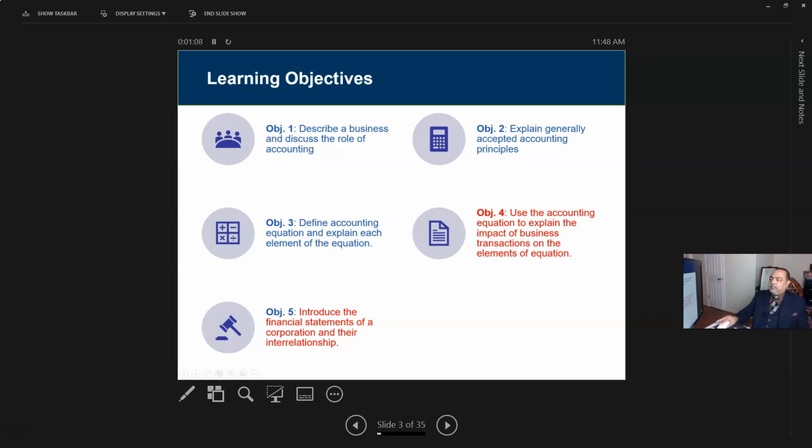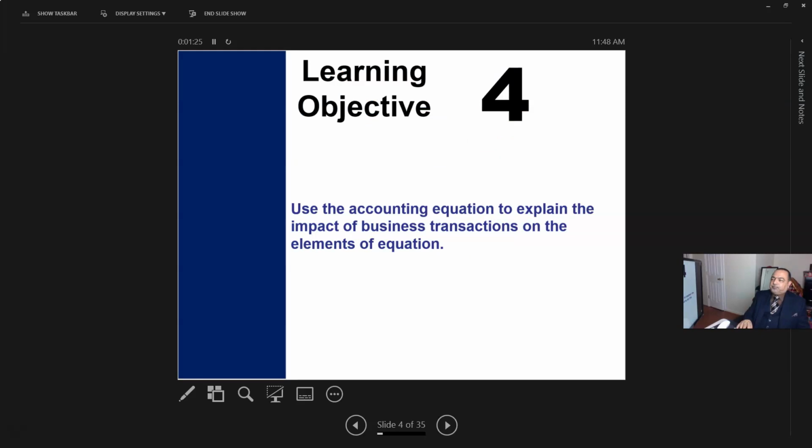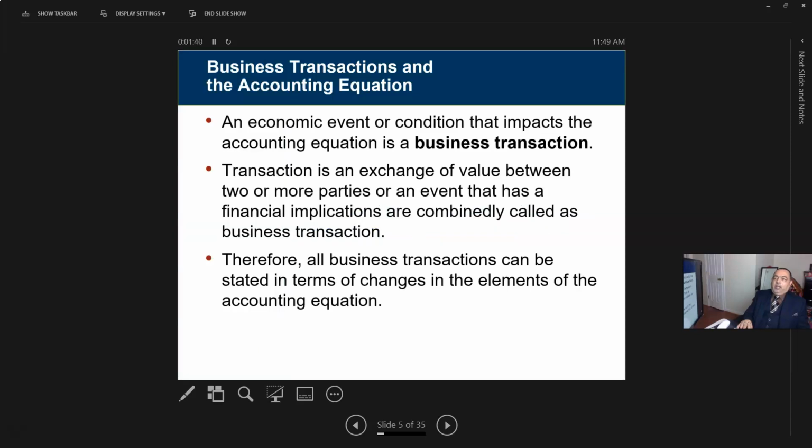The 4th one deals with use of the accounting equation to study the impact of business transactions on the elements of the accounting equation, and the 5th will introduce the financial statements of a corporation, and of course it will also talk about their interrelationship. So let's get into learning outcome number 4. We'll use the accounting equation to explain the impact of business transactions on the elements. Business transactions and events impact the accounting equation.